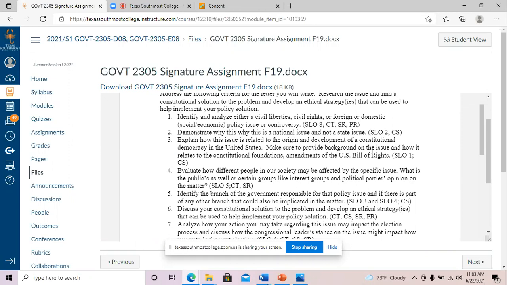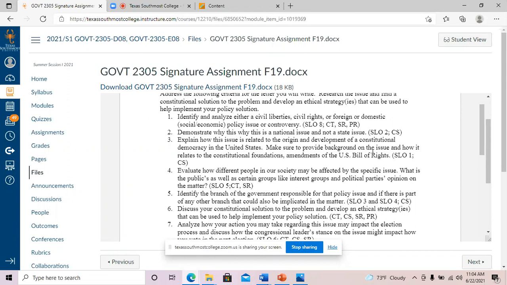It's also a national issue because immigration and border security is enforced by the federal government. The Border Patrol, Customs and Border Protection, ICE, Immigration and Customs Enforcement, those agencies are federal agencies. So the federal government is responsible for setting immigration law and then enforcing it.